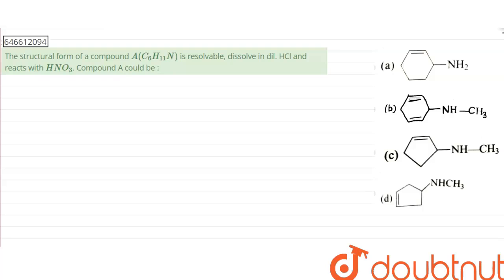Hello students. In this question, they have given the structure formula of the compound A. We have C6H11N. They say it is resolvable. Resolvable means it has a structure which can be resolved. It is dissolved in dilute hydrochloric acid and reacts with HNO3, which means it can react with HCl and HNO3. So we have to predict what actually the compound A is.